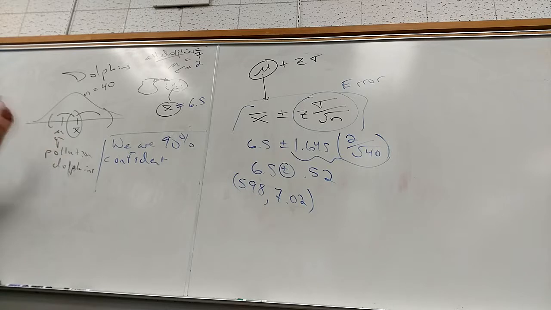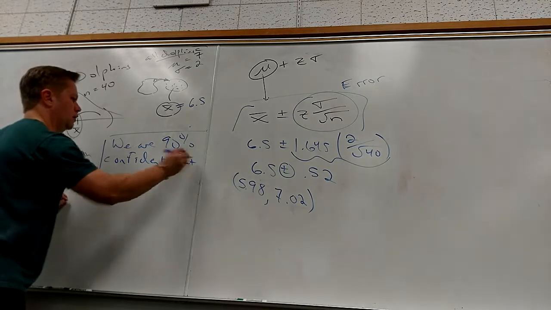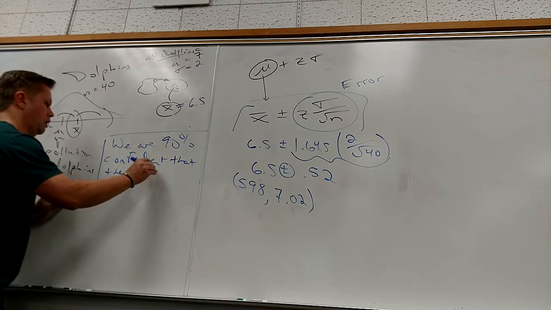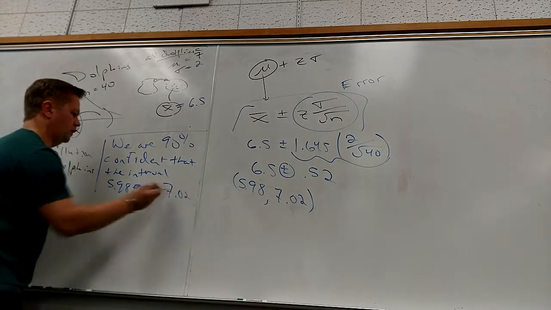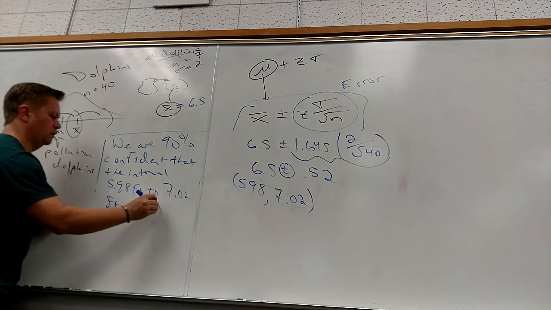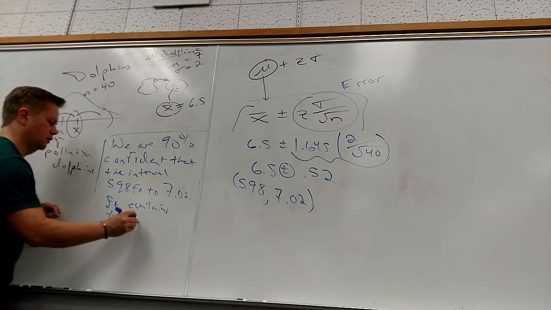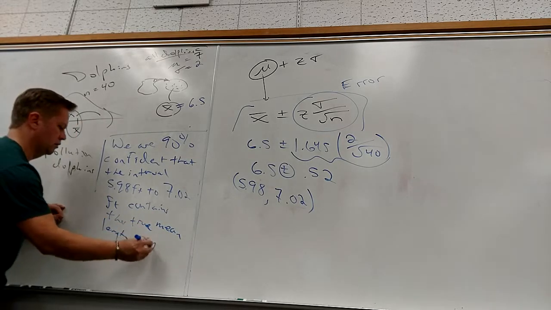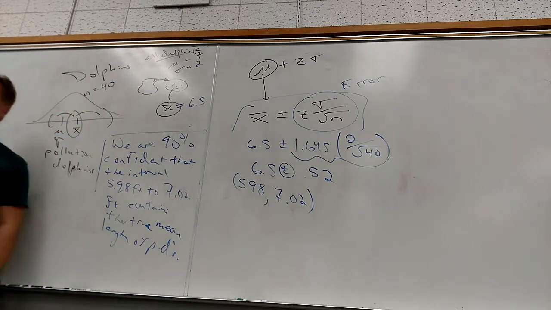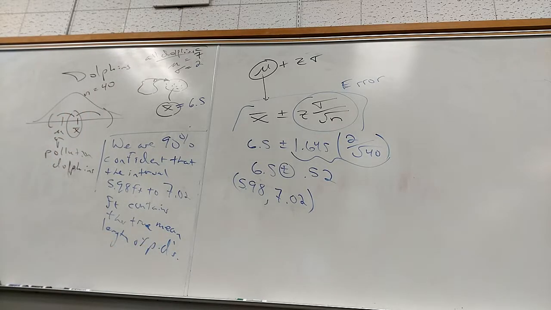catches the real mean. So you have to say it. The semantics actually matter here. We're 90% confident that the interval 5.98 feet to 7.02 feet contains the true mean length of dolphins, of my pollution dolphins. I call them the PDs. Pollution dolphins. We're 90% confident that the interval we made, the net we throw out, 5.98 feet to 7.02 feet, contains the real mean.